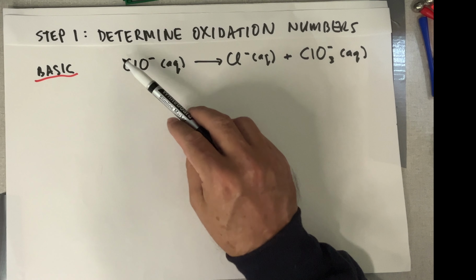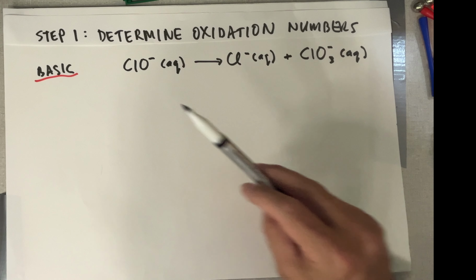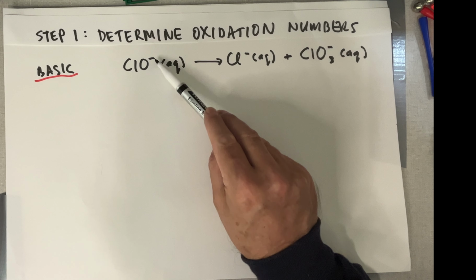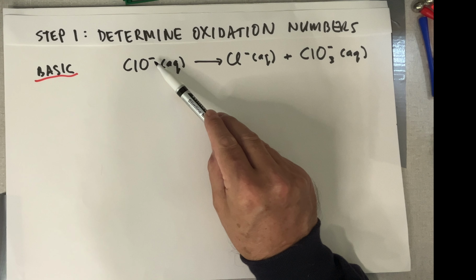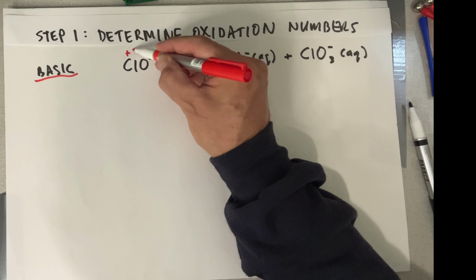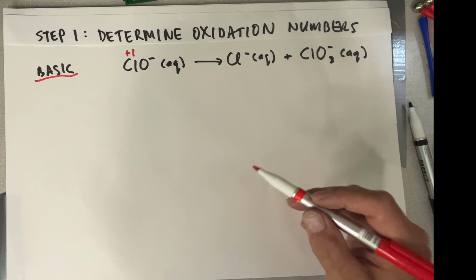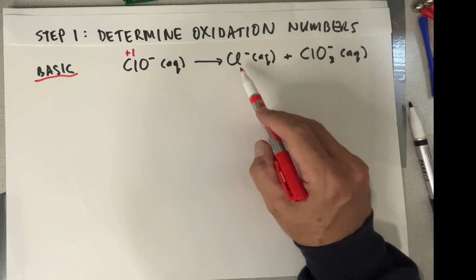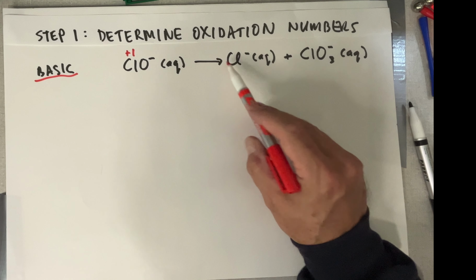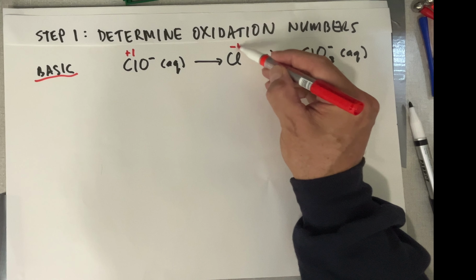And so the first step is to determine the oxidation numbers in each case. ClO minus, the oxygen is 2 minus, the total charge is 1 minus, so that means the chlorine has a +1 oxidation number. In this case you have a monoanion, and that will have the same charge as the ionic species, so that will be -1.